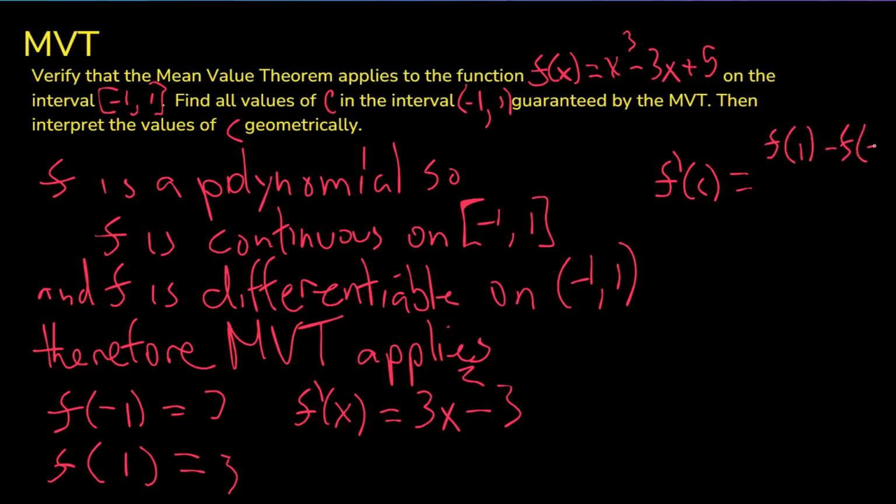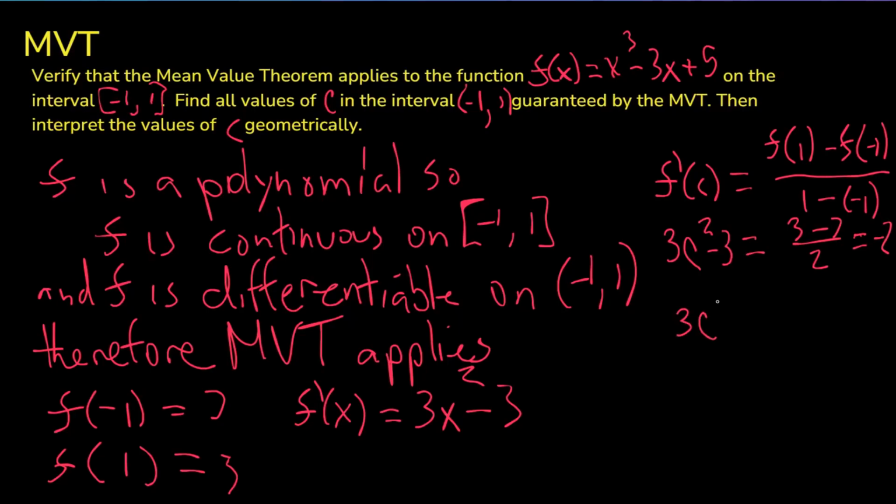So f of 1 minus f of -1 all over 1 minus -1. So f prime of c would be 3c squared minus 3 equals 3 minus 7 over 2, which is -4 over 2, or just -2. And then we would solve the equation 3c squared minus 3 equals -2. So c squared equals, well, if you add 3 and divide by 3, you would get 1/3.